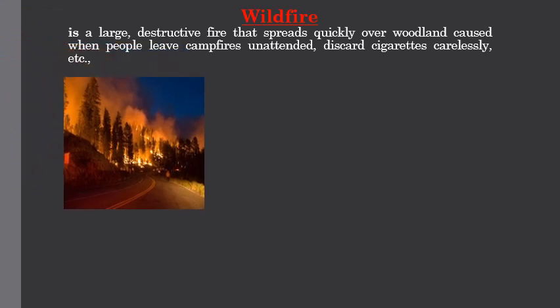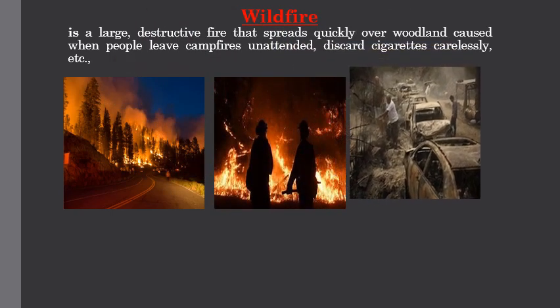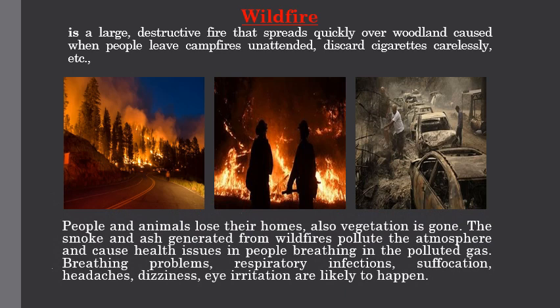Wildfire is a large destructive fire that spreads quickly over woodland, caused when people leave campfires unattended, discard cigarettes carelessly, etc. Here are the images and what are the effects. People and animals lose their homes, also vegetation is gone. The smoke and ash generated from wildfires pollute the atmosphere and cause health issues in people breathing in the polluted gas. Breathing problems, respiratory infections, suffocation, headaches, dizziness, eye irritation are likely to happen.